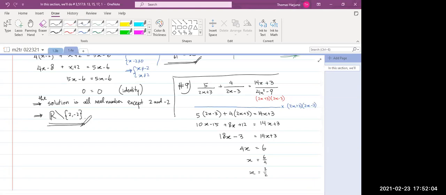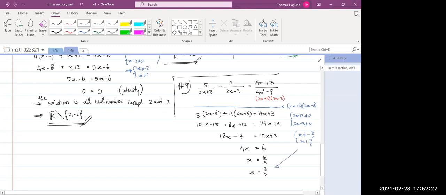The problem is, if you look back, you see that 2x plus 3 cannot be 0, 2x minus 3 also cannot be 0. In other words, we need to avoid these two numbers. We need to avoid negative 3 halves, and we need to avoid 3 halves. Right? Cross this out. The guy that's supposed to be my solution turns out to be the guy who made me undefined. So I have no solution.